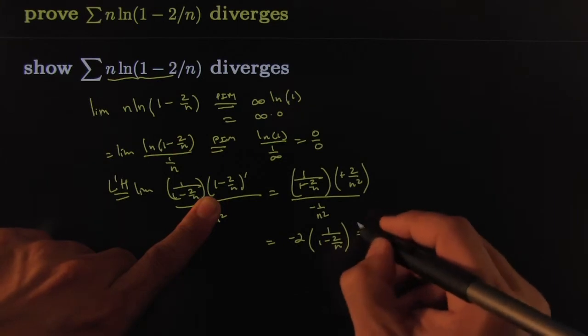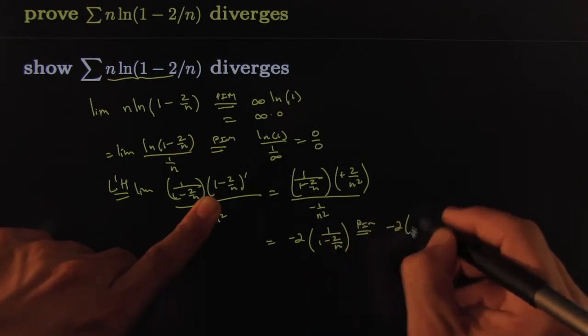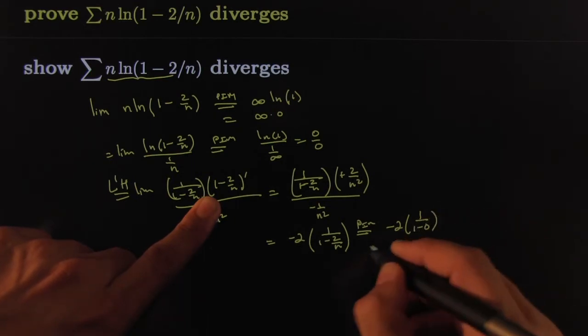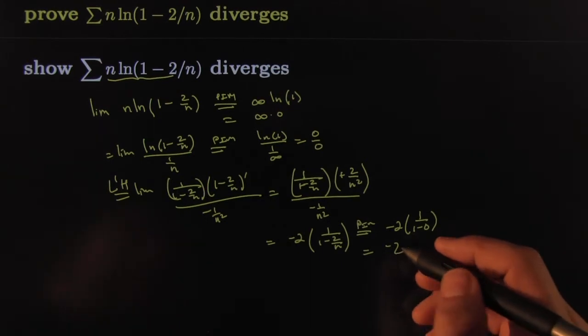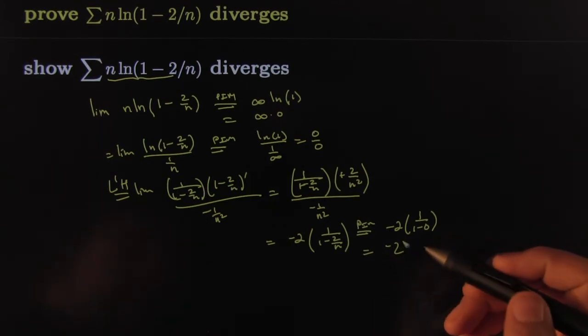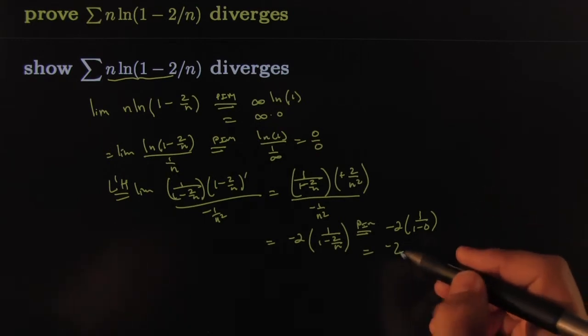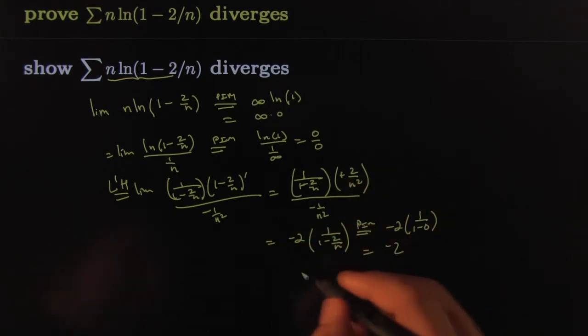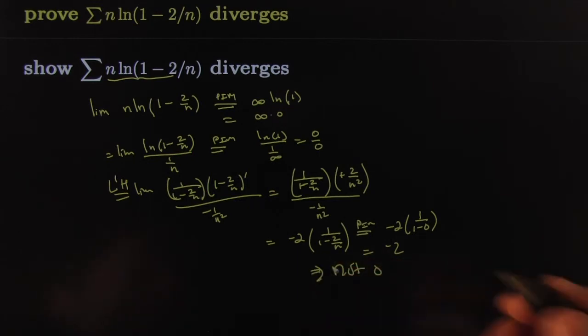I use the plug-in method again. This goes to 0, so I'm looking at negative 2 times 1 over 1 minus 0, which I reckon is negative 2. Alright, after all that, we get that this limit is going towards negative 2. What does that mean? It's not 0. Therefore, you're done.